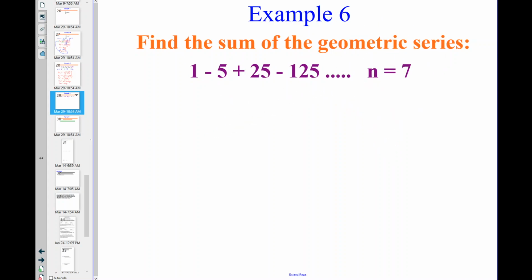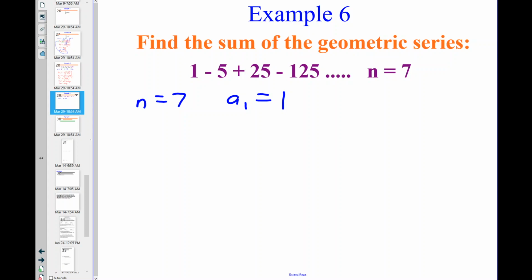Let's assume we already know the number of terms is going to be 7. Let's assume that the first number they want us to start adding at is this first one here, which is 1. So then what's the only thing we're missing? Yeah, that one. What's the common ratio there? How do you know it's -5? How do you know it's negative?